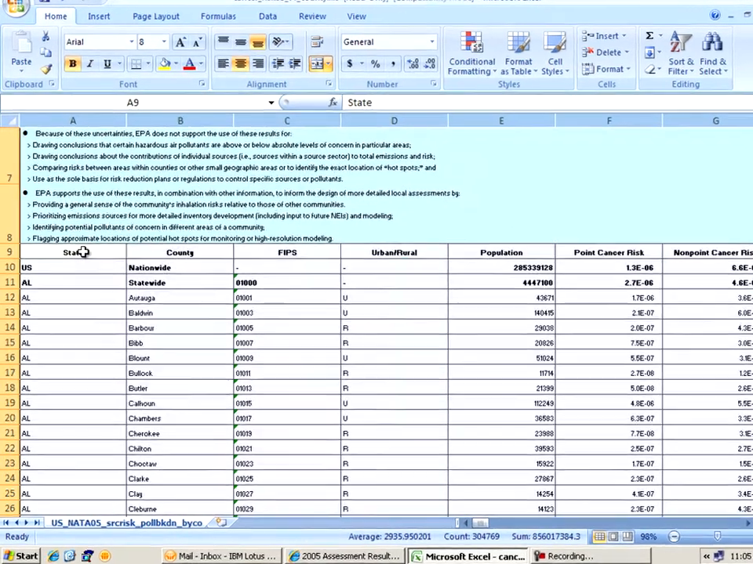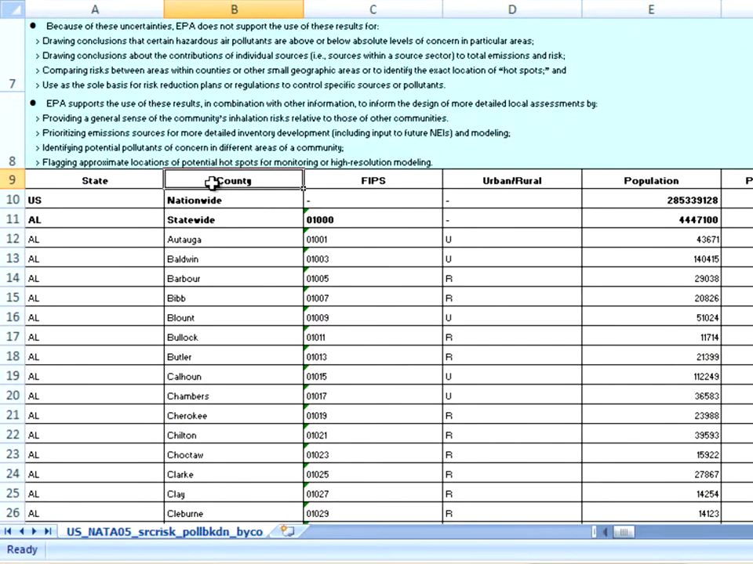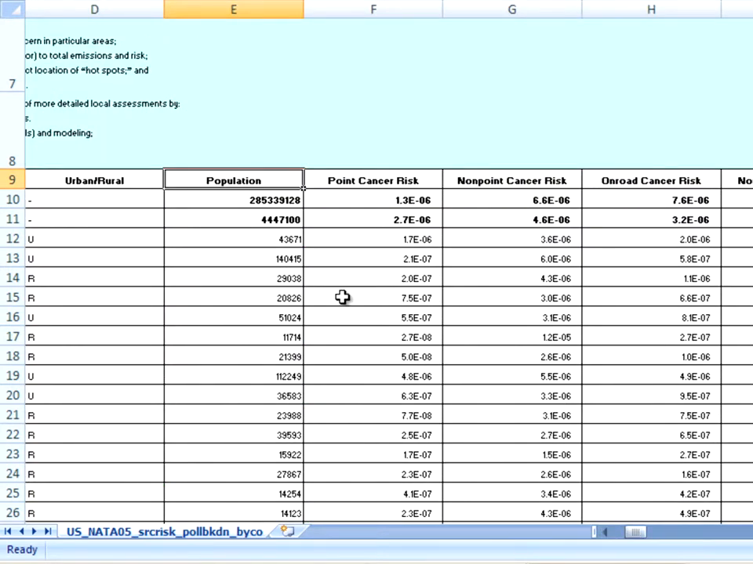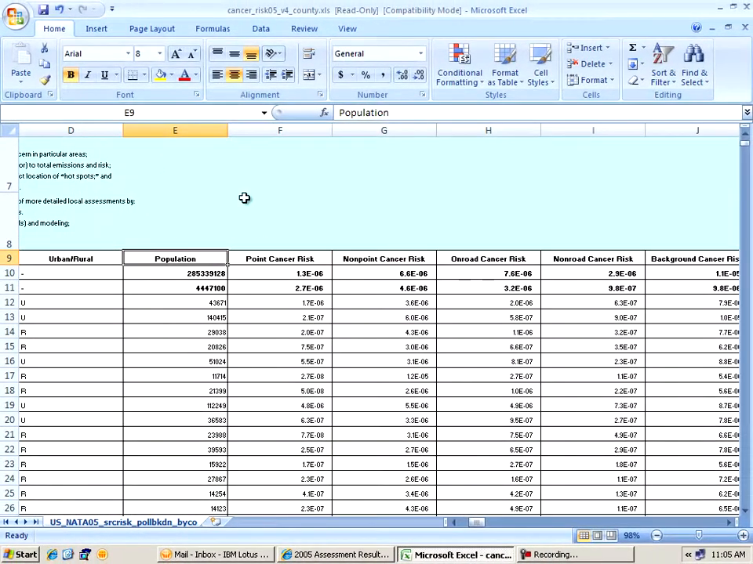national averages. You'll have the county name, the state name, the FIPS, which is a number that represents the county and the state, as well as the population. Keep in mind this is based on the 2000 census. So the population in the U.S. back then was about 285 million people. Has since grown to over 300 million people.